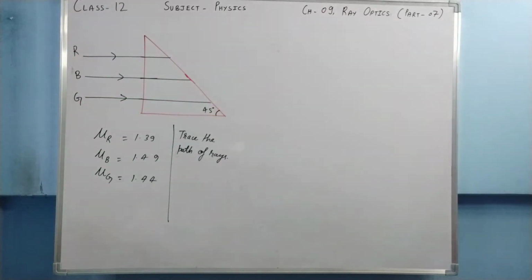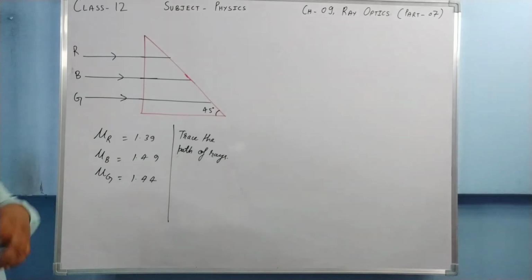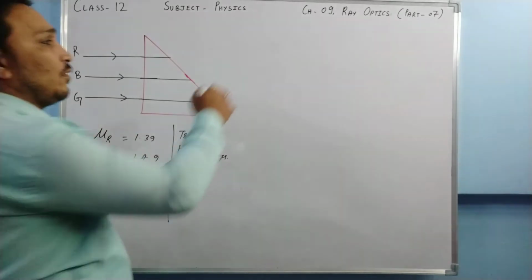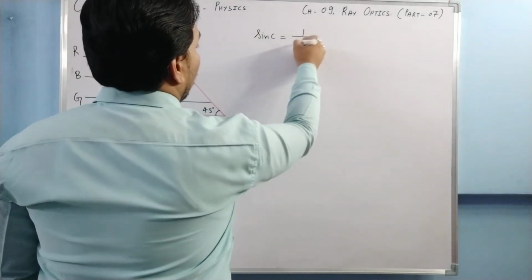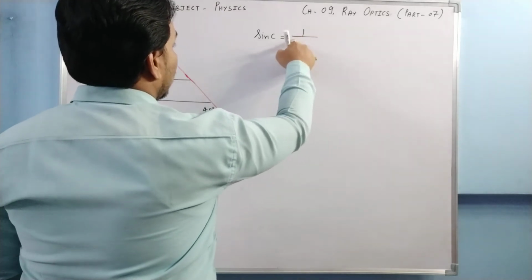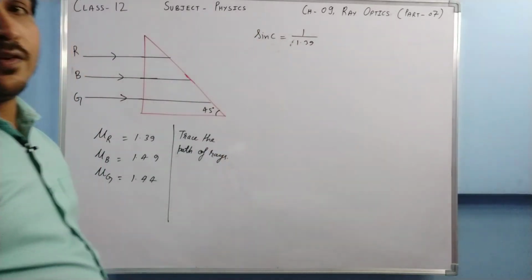So basically now, how can we calculate the critical angle for each? It is quite a difficult task if a refractive index is given and then we have to calculate the critical angle. For the critical angle, mu of air is 1, and suppose for red color I am calculating the critical angle, the red color refractive index is 1.39. How am I going to calculate this and find the value of C?